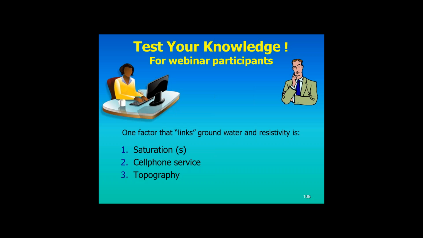Okay, here we go again. I get a break. You get to relax for a second there, Michael, while we talk to the webinar audience and the participants. This is your third quiz question. Today's question is one factor that links groundwater and resistivity. Not that we just saw that, but I think we did. We have three choices. The first one is saturation. The second is cell phone service. And the third one is topography. So can we open up the... Hey, there we go. We're opening it up as we speak.